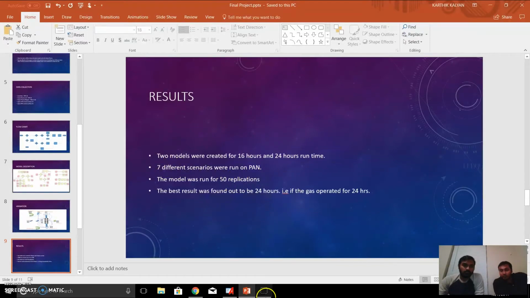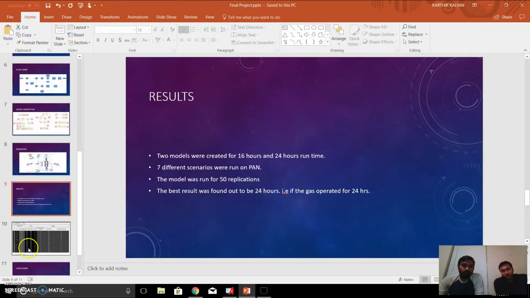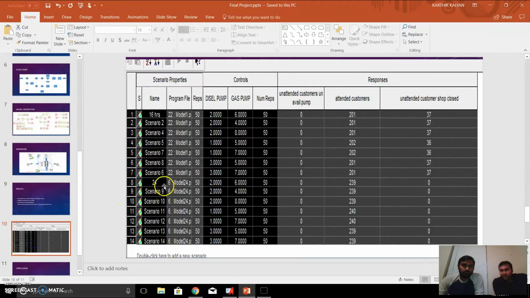Seven different scenarios were run in Pan since one replication was not enough. So we have taken 50 replications and run them under seven different scenarios in Pan. That includes both 16 and 24 hours, which is 14 scenarios. And the best was found at 24 hours, obviously, since the gas station is open for 24 hours, so that it can serve the customers better and thereby increase the profit.